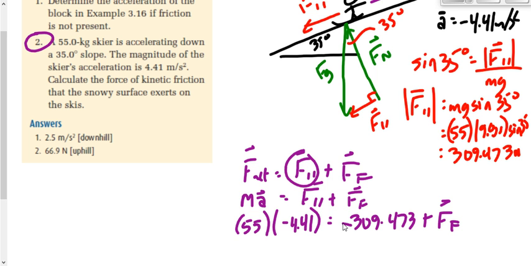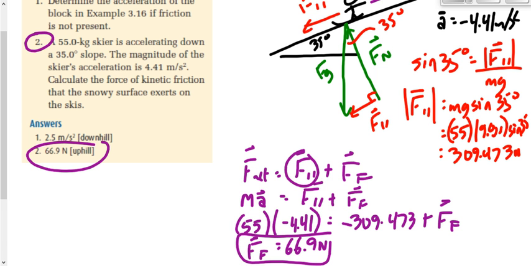And then we're going to add 309, because it's a negative on the right-hand side, so we take it over by adding, and we get 66.9, which is exactly what they have right here. Positive 66.9, which of course it should be, right? It should be up the hill, so it should be a positive value. All right? Good there?